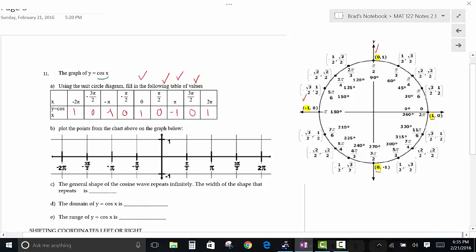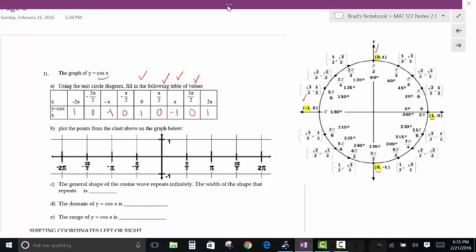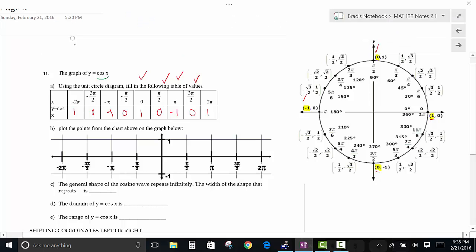So what we're going to do now is plot those points, and as we plot those points, this will give us the values of the cosine. We're going to start at -2 pi, 1. So it's going to be a dot. -3 pi over 2, 0. That's an x-intercept. Negative pi, -1. That's a minimum. Negative pi over 2, 0. And then 0, 1. Pi over 2, 0. Pi, -1. 3 pi over 2, 0, and 2 pi, 1, like that.